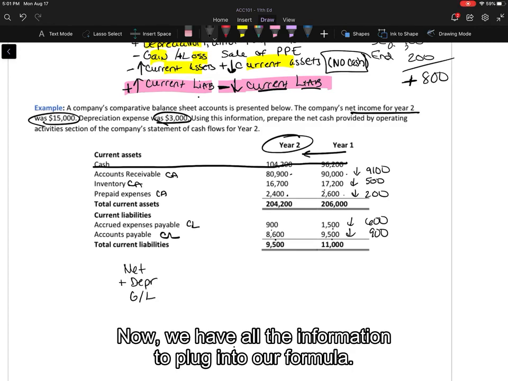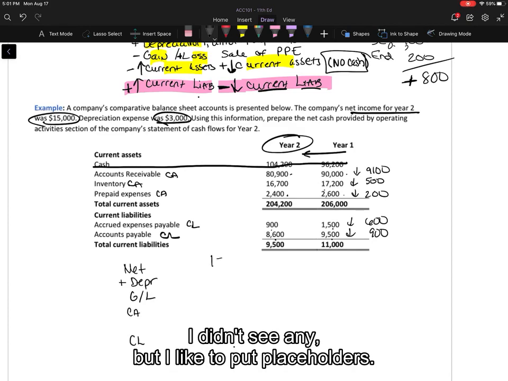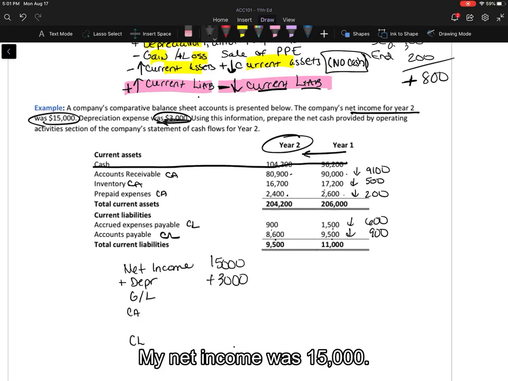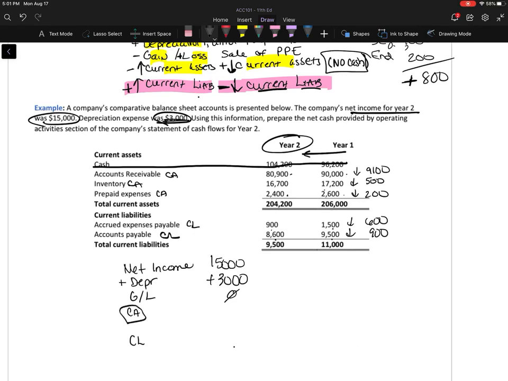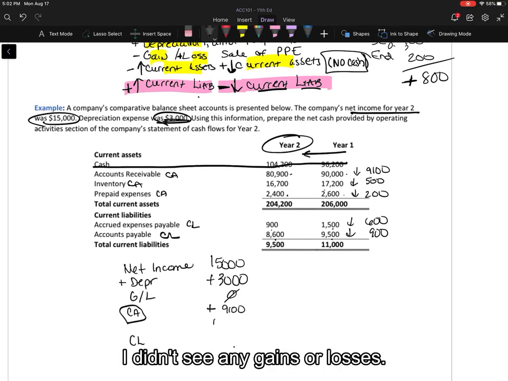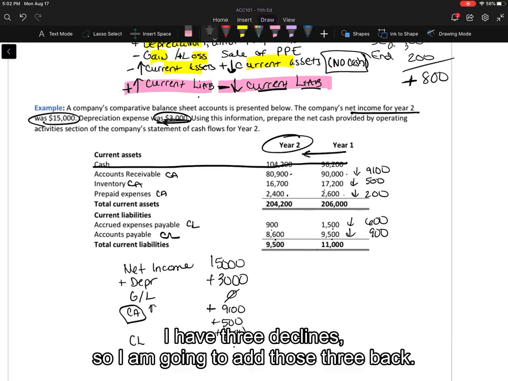All right, so now we have all the information to plug into our formula. I start with net income, add back depreciation, look at gains and losses, which I didn't see any, but I like to put placeholders. And then we're going to look at current assets and then current liabilities. So my net income was $15,000. I'm going to add back depreciation, which was $3,000. I didn't see any gains or losses. And then I'm going to look at my current assets and do the opposite. So I have 3 declines, so I'm going to add those 3 back.